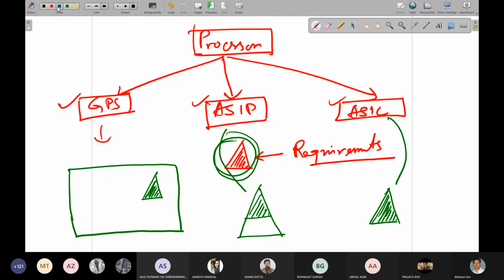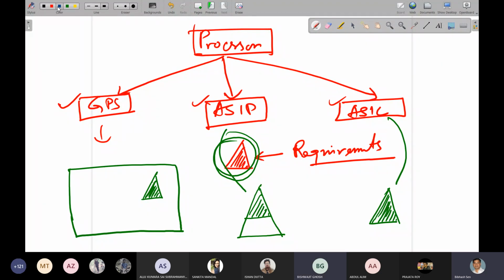Aditya, unable to answer in the class has a negative penalty. So Bishwajit Ghosh, you got one negative penalty today, remember. Minus one.